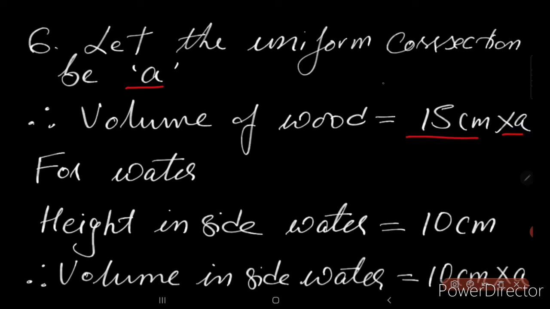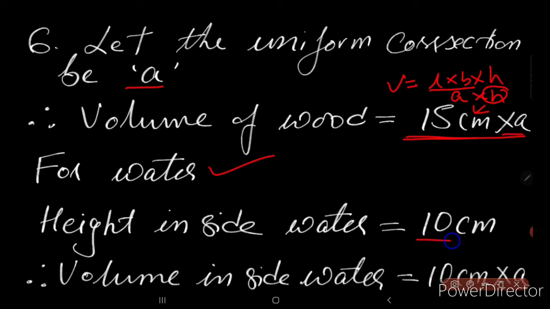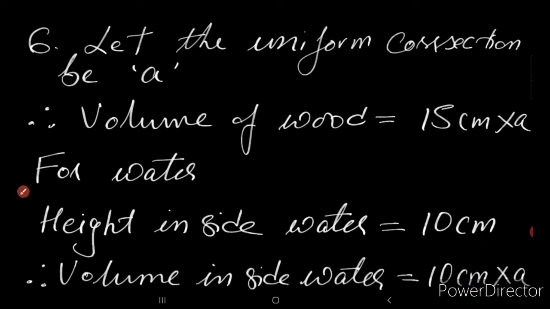So as you all know, volume should be equal to length into breadth into height, right. This length into breadth can also be written as area multiplied by height. Height given to us is 15, so I have written 15 multiplied by A. Now in case of water, height inside water is 10 centimeter, so the volume inside water shall be 10 centimeter multiplied by A.